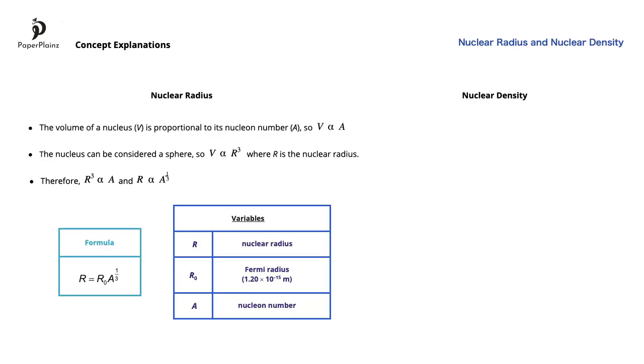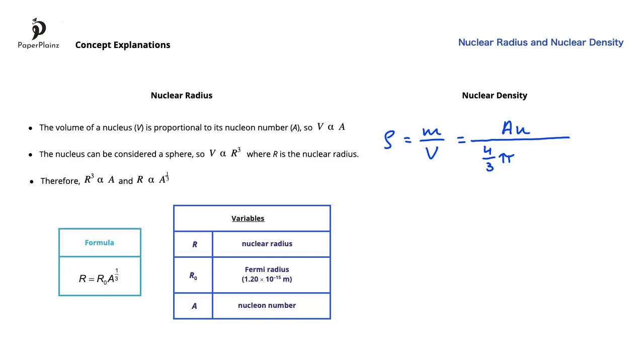Next, let's look at nuclear density. Density, ρ, is equal to mass divided by volume. The mass of a nucleus is equal to the nucleon number, so A, multiplied by the unified atomic mass, so u. This is divided by the volume of the nucleus, and since we assume that the nucleus is a sphere, here we get 4/3 times pi multiplied by the nuclear radius cubed.